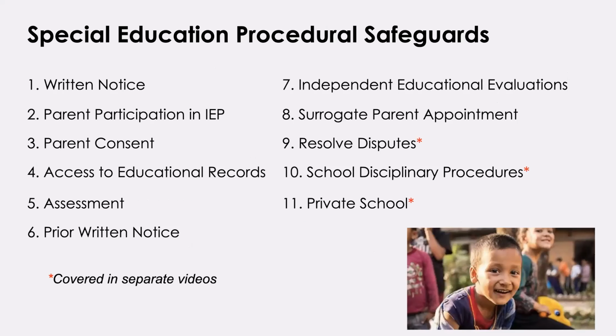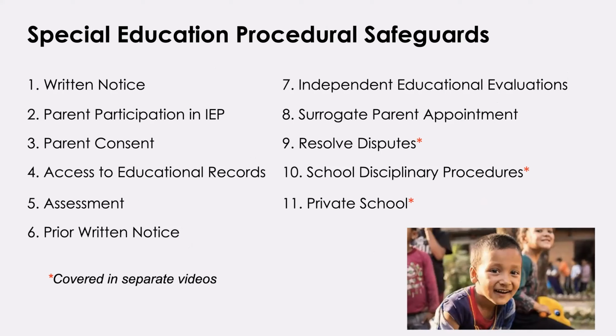There are 11 procedural safeguards in special education. In this video, we'll cover 8 out of 11 and then cover the other 3 in other videos. It is a very complicated process. It's a very complicated document. Just know that you don't have to take it all in at once. You can replay any sections as you need it.